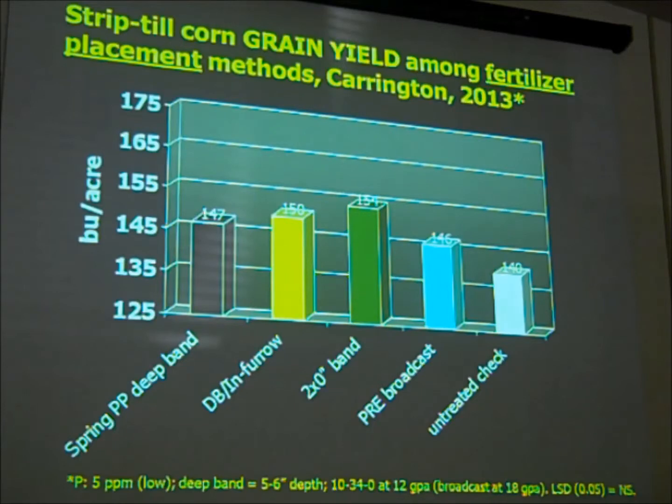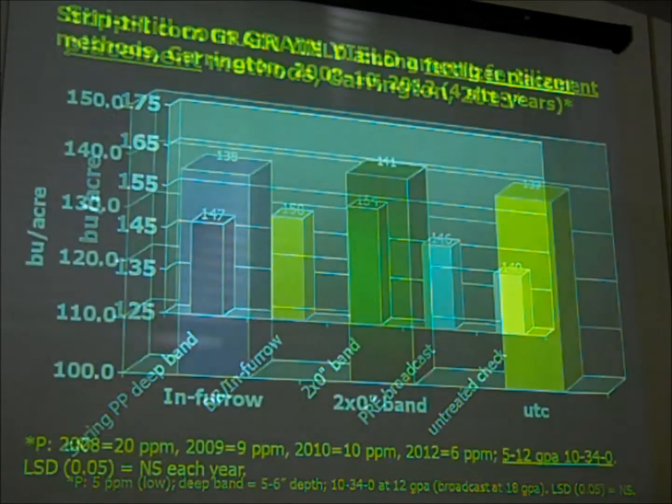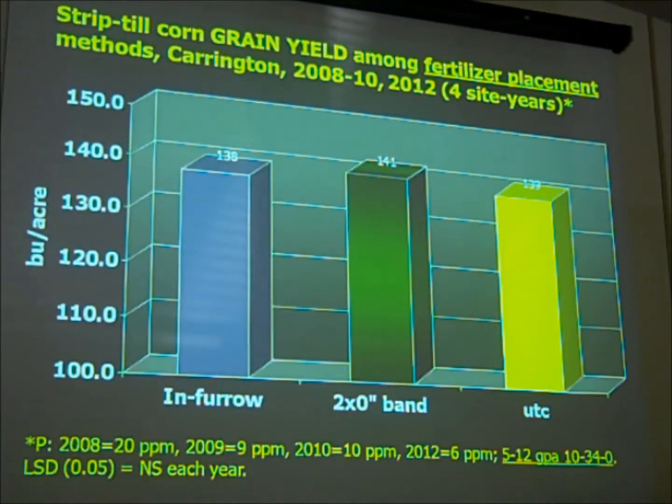So that's what our data looks like just from last year's trial, but we don't want to go too far with just 1 year's worth of data. So here's some side-by-side comparisons now where we have larger databases. Also note the phosphorus levels. The first year of the work, we were in great shape, 20 parts per million. But since that time, we had more of a typical phosphorus level, and we would expect more response.